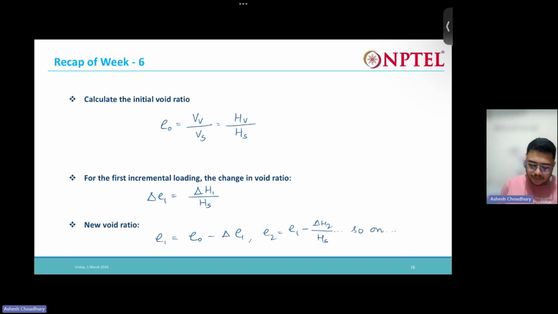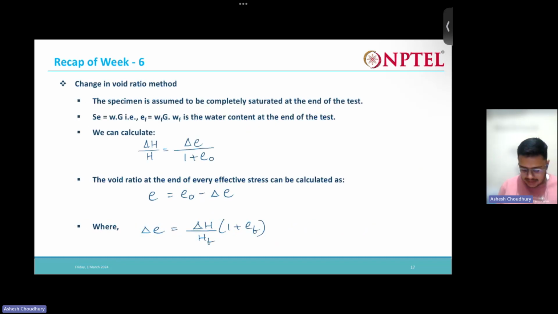This is one method. Another method is the change in void ratio method. Here we assume that the soil sample is completely saturated at the end of the test, and we determine the final void ratio. So what will be the final void ratio? e is equal to w into G, since S is 1, completely saturated. So e final is equal to the water content at final into G. The final water content you have to measure.